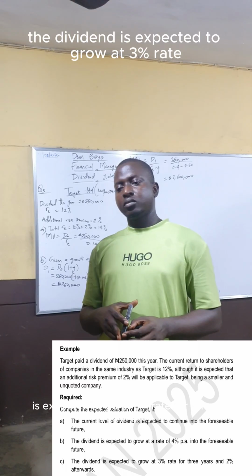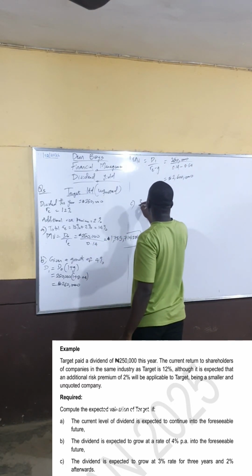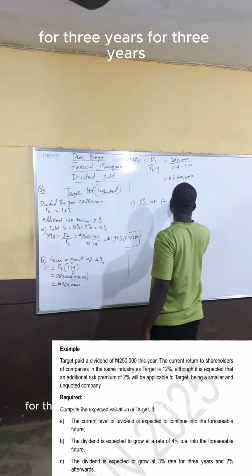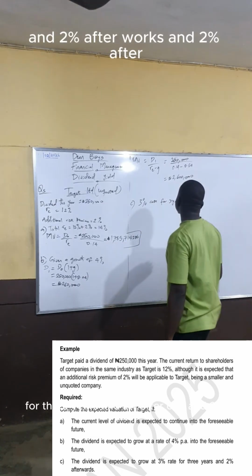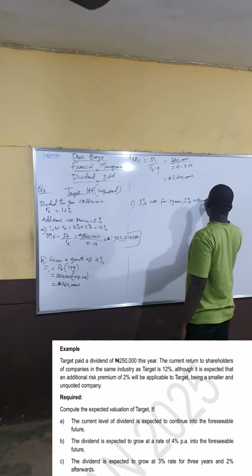The dividend is expected to grow at a 3% rate for 3 years, and 2% afterwards.